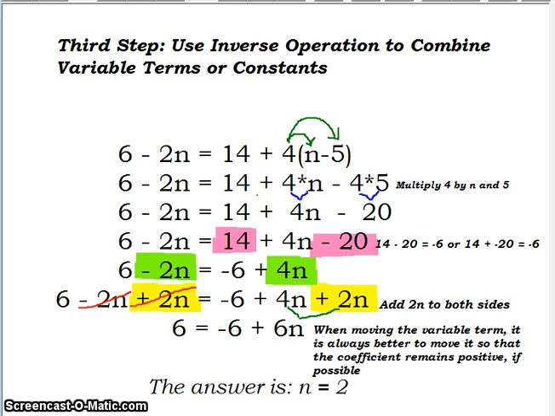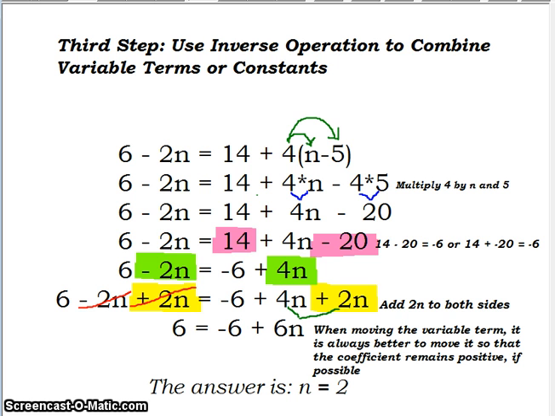The third step that I need to use in order to solve this equation is the inverse operation. I'm going to either combine my like terms first or my constants. In this example, I am going to combine my variable terms first. Here's a note. Whenever you are moving variable terms, make sure that you move the smaller variable term, in this example it's negative 2n, over to where the larger variable term is. In this example, it's 4n.